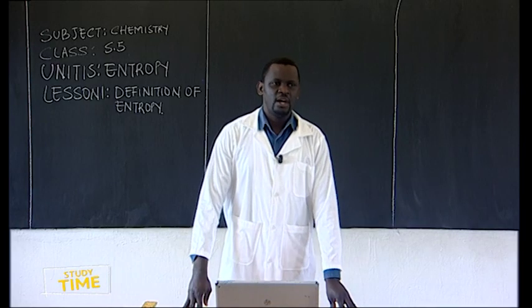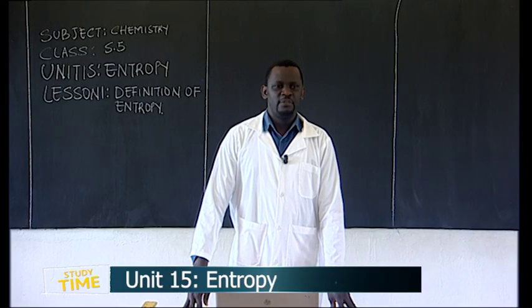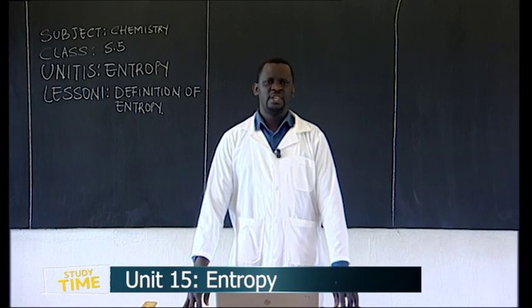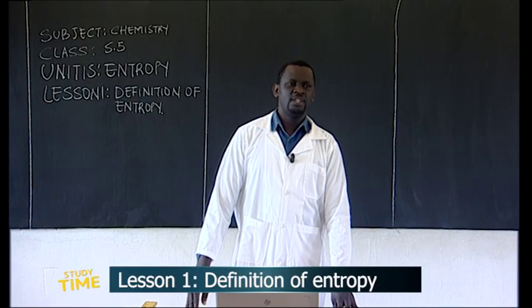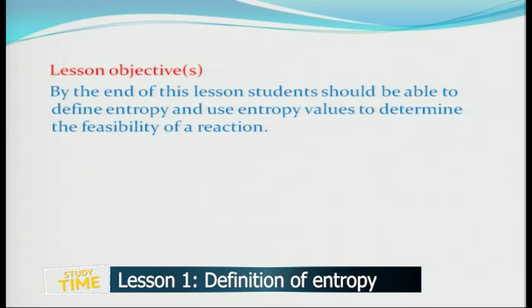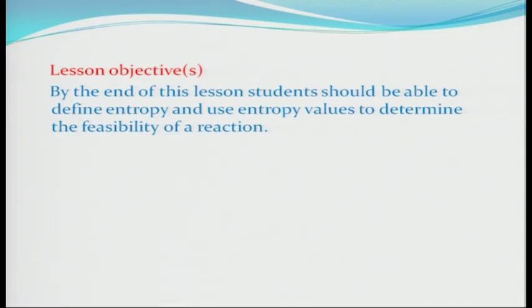Our lesson today is going to talk about the definition of entropy and many other things about Gibbs free energy. Our lesson objectives: by the end of this lesson, students should be able to define entropy and use entropy values to determine the feasibility of a reaction. When we talk about reaction feasibility, we are talking about the possibility of the reaction. When dealing with the possibility of a reaction, we normally use this energy term we call free energy, or Gibbs free energy.